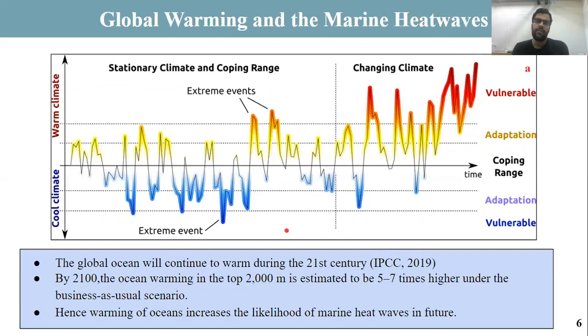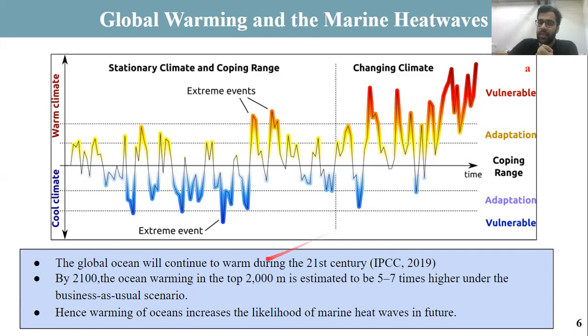Now, the temperature of the sea is warming, so how is the marine life reacting to it? The marine ecosystem has one cooling range. If the temperature fluctuates within this range, they can sustain it. In fact, if the temperature fluctuates more in a range, then they can adapt to it to some extent. But beyond that particular range, the marine ecosystem is under vulnerable condition.